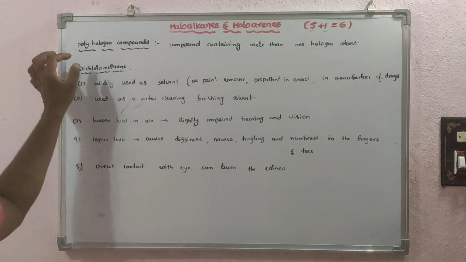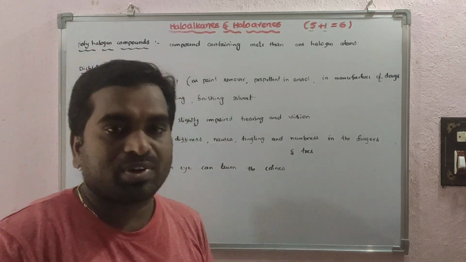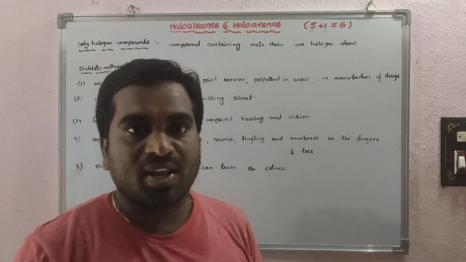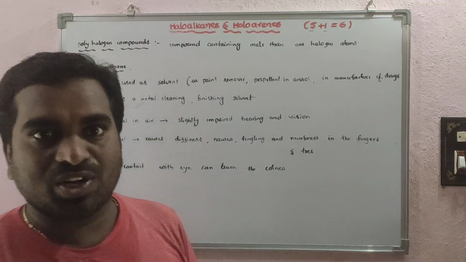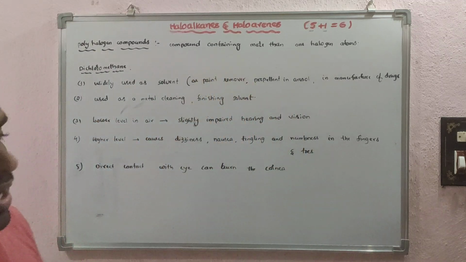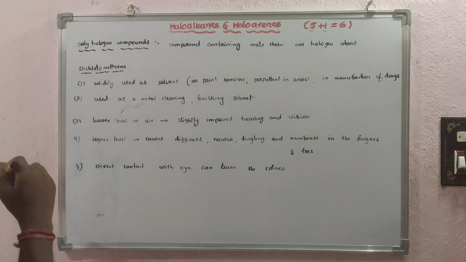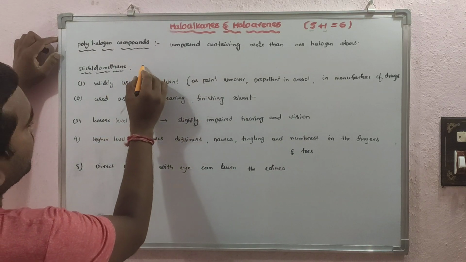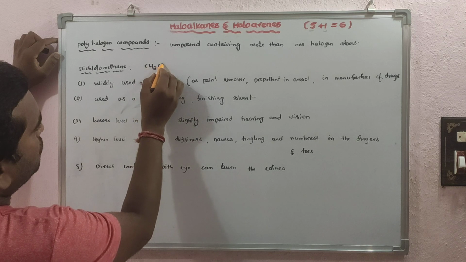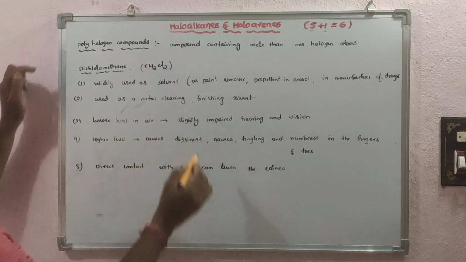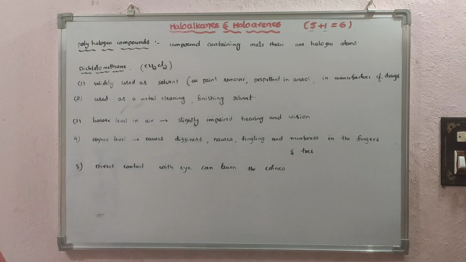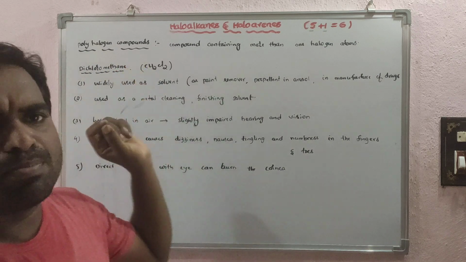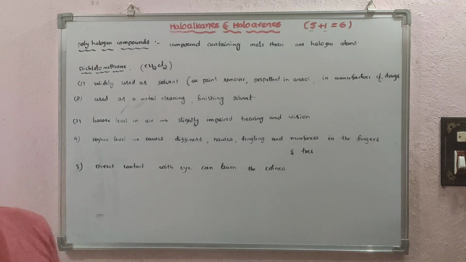The first one is dichloromethane. We have dichloromethane, trichloromethane, and tetrachloromethane, CCl4, Freons, DDT, and we will discuss them one by one. The first one is dichloromethane. What is the formula of dichloromethane? CH2Cl2. This is dichloromethane, and some important points: it is mainly used as a solvent.